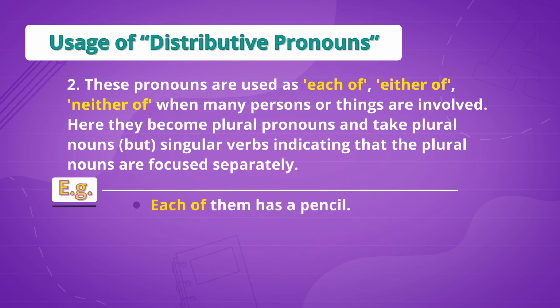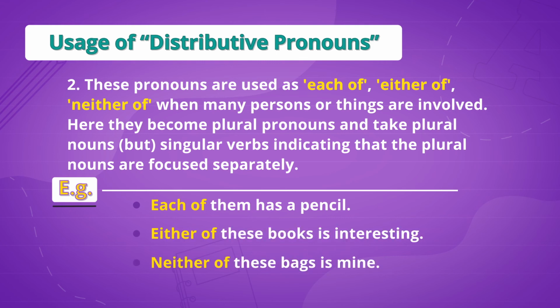Each of them has a pencil. Here each is a plural pronoun taking the plural noun them and has is a singular verb. Here them is a group of persons but each person in the group is referred to separately and that's why it takes a singular verb has. The same explanation goes to the following examples. Either of these books is interesting. Neither of these bags is mine.